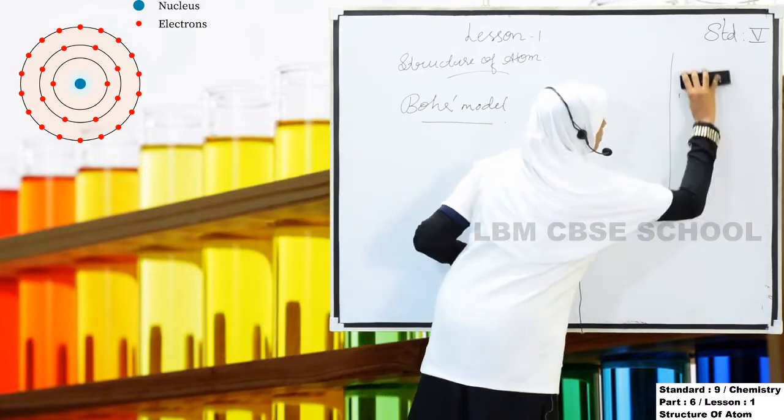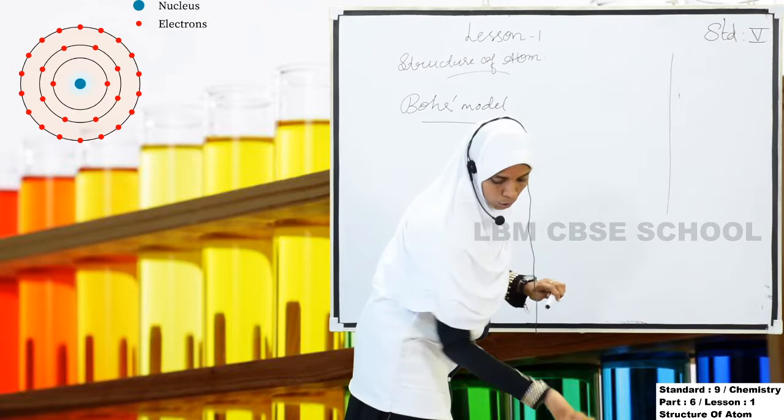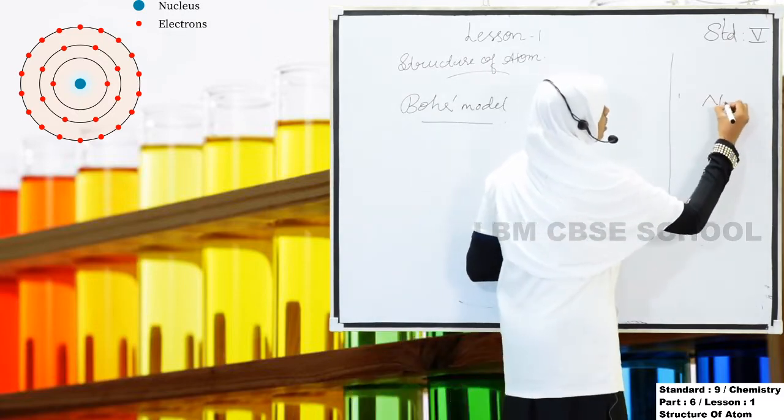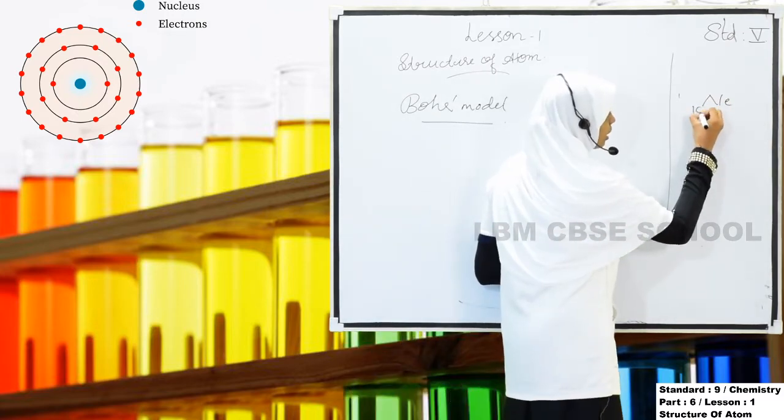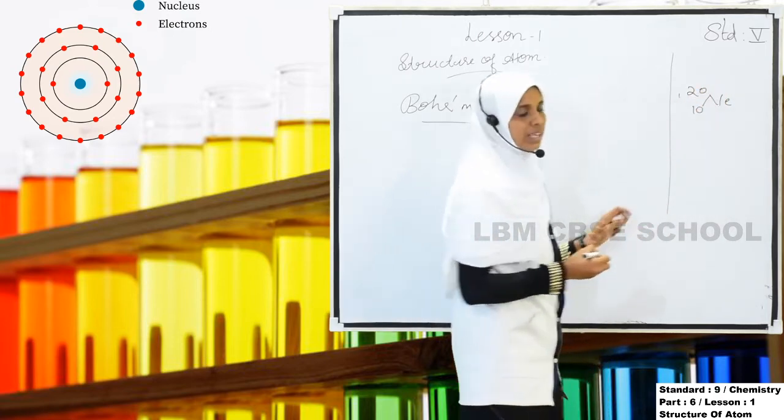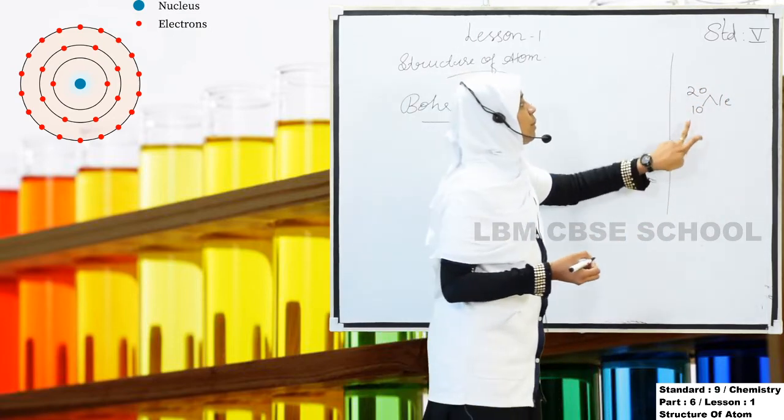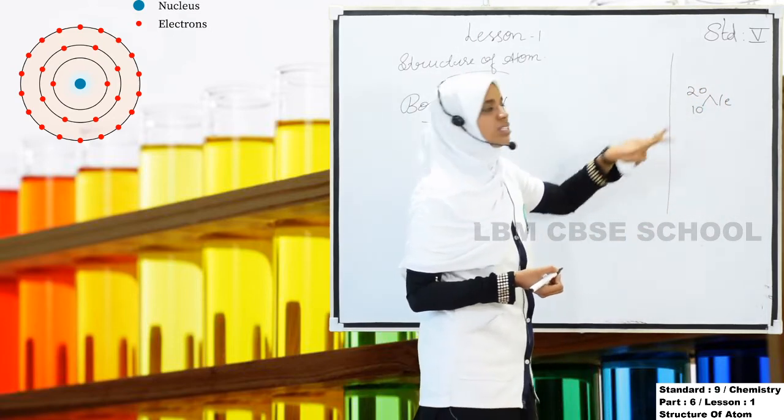Neon's atomic number is 10. What is the atomic number of neon? 10. And its mass number is 20. The atomic number of neon is 10 and the mass number is 20.